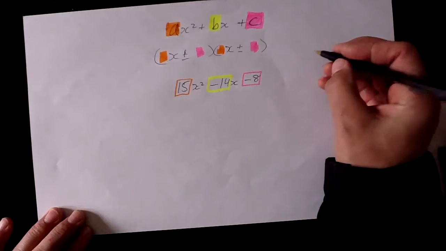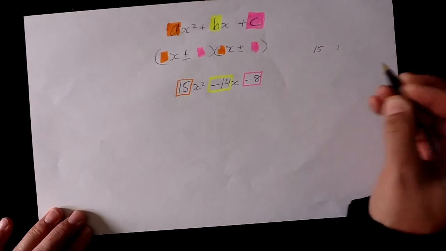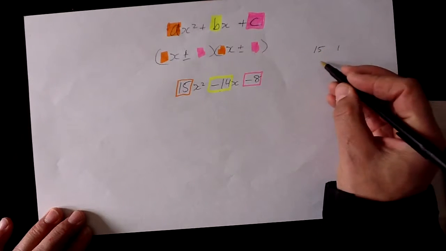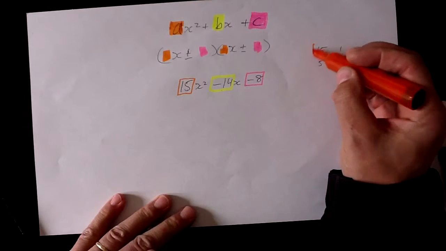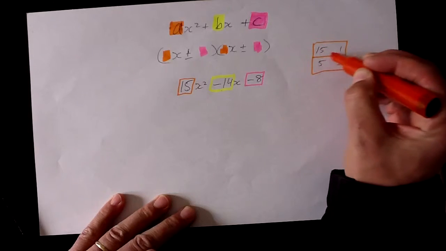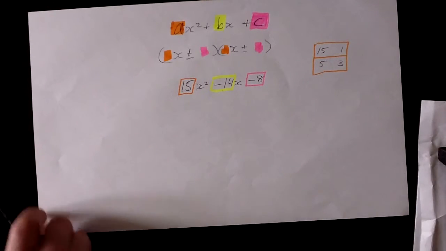So what are the factors of 15? There is 15 and 1. That's a factor pair. And there is 5 and 3. And I'm just going to put those in my own little orange table here to recognize that they have to be used as a group.